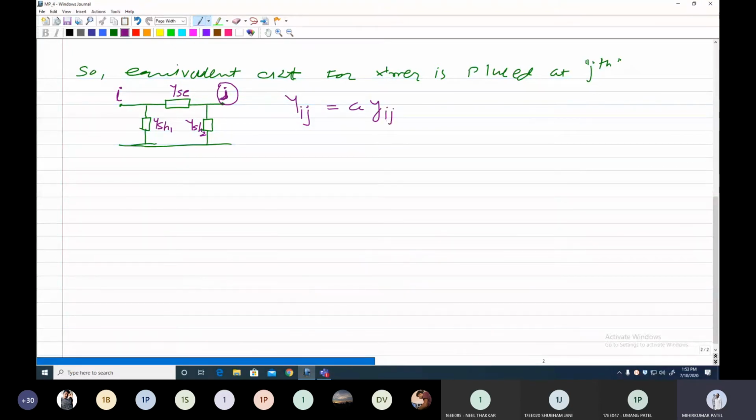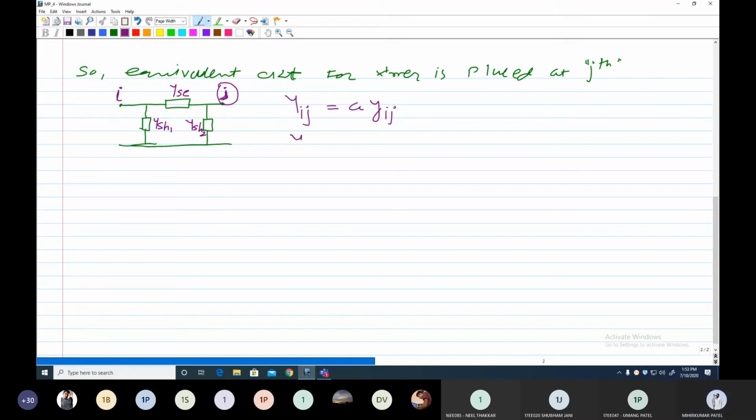Yij. Why am I not considering minus? Just remember the conclusion which we have derived in the previous theory. Clear? So the conclusion number 2: off diagonal elements are negative of the series or transfer admittance. So from that we can write only Yij is equal to A into Yij.